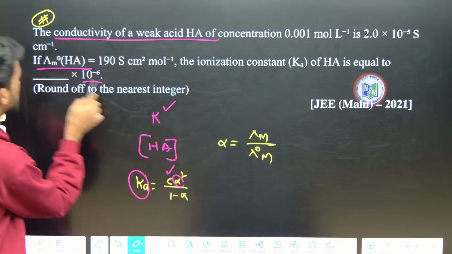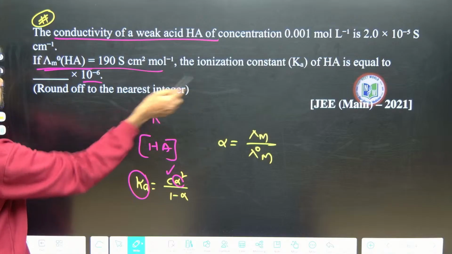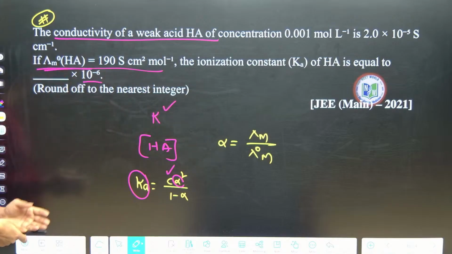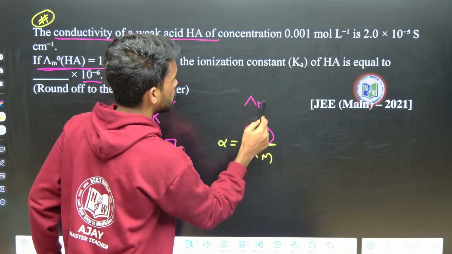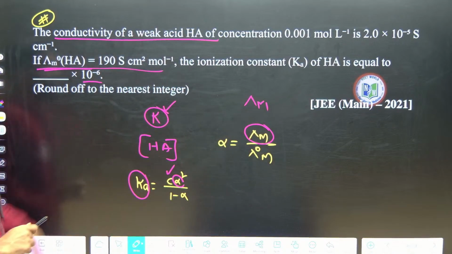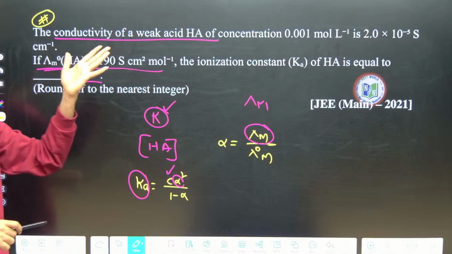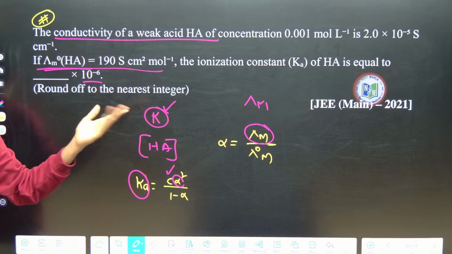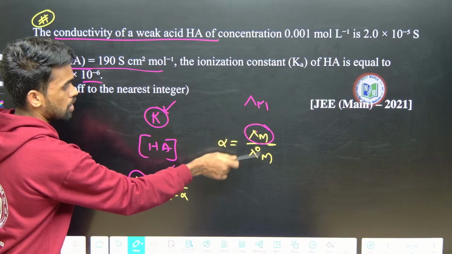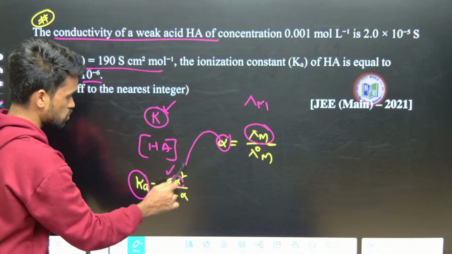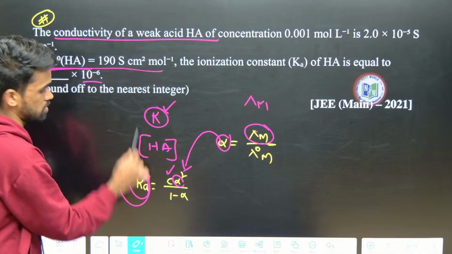Del naught m is directly given as 190. So you need to get your del m. How do you get del m? Using your K. Del m equals K into 1000 by molarity. That's it. Substitute the values of del m and del naught m, get alpha, substitute here, and you will get your Ka. That's it.